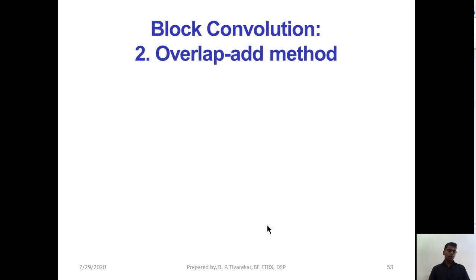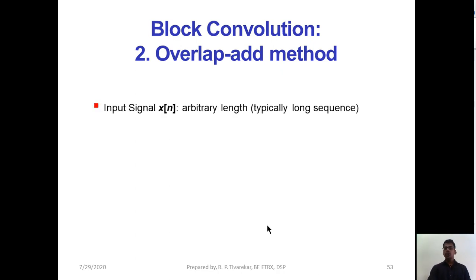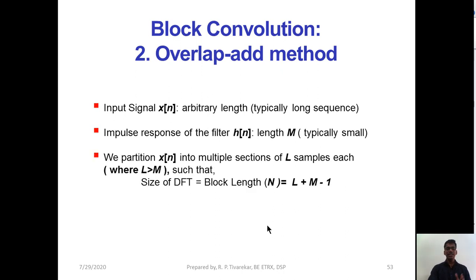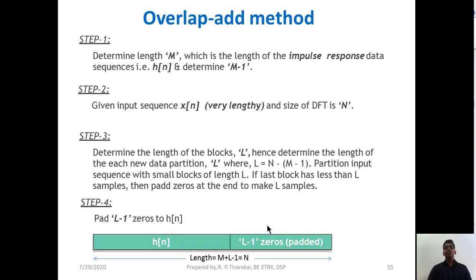In the second method of block convolution, called the overlap add method, the procedure will be somewhat similar, with some common steps but only a few differences. So we'll have an input sequence x of n of arbitrary length, typically a long sequence, and h of n typically small with capital M samples. X of n is to be partitioned with L samples each in such a way that capital N is equal to L plus M-1. Up to this it is the same. So in the procedure, in step 1 we determine M and M-1. Step 2 is also the same. We see what is the DFT size capital N.